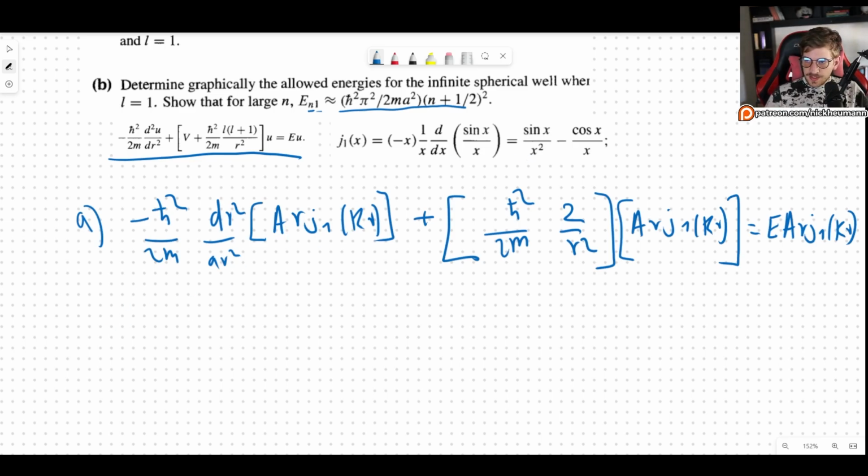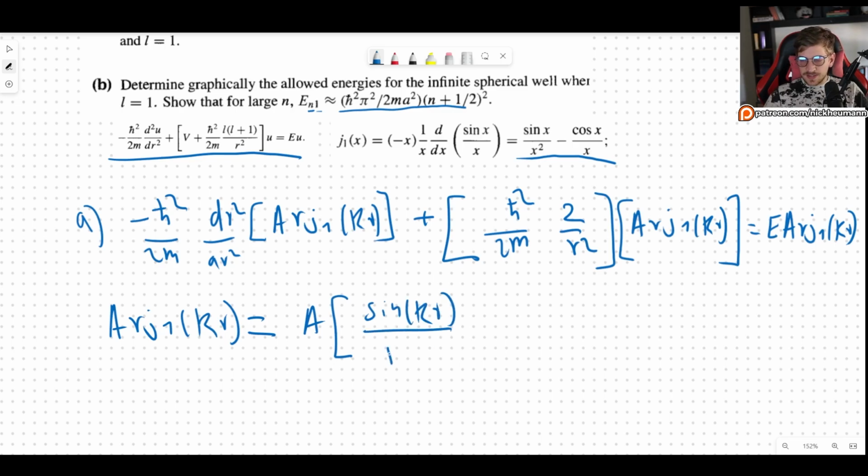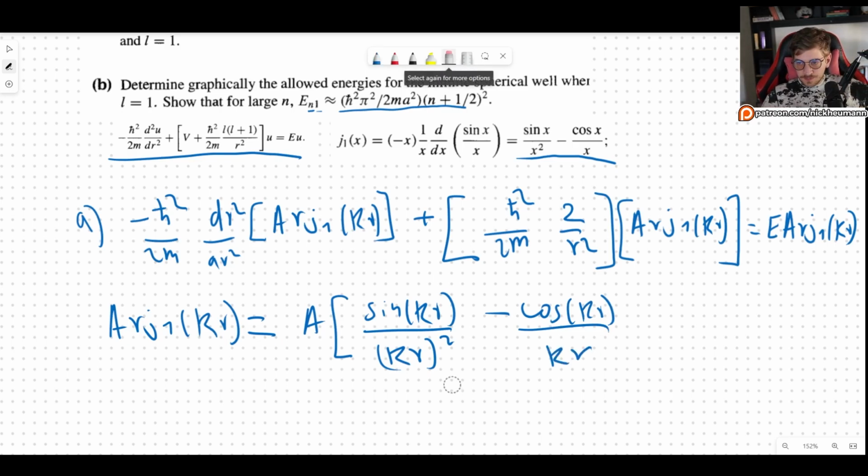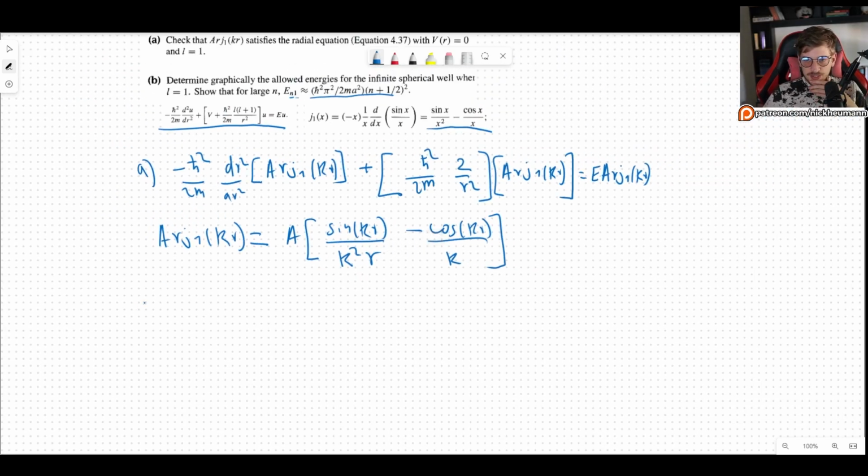Well, j1 is this, but we have to evaluate it at kr. So A r j1 evaluated at kr is simply going to be A times sine of kr divided by (kr) squared, minus cosine of kr divided by kr. And all of this we have to multiply by r. So here we get k squared r underneath the sine, and underneath the cosine just k. All right, now we have to take two derivatives of that.